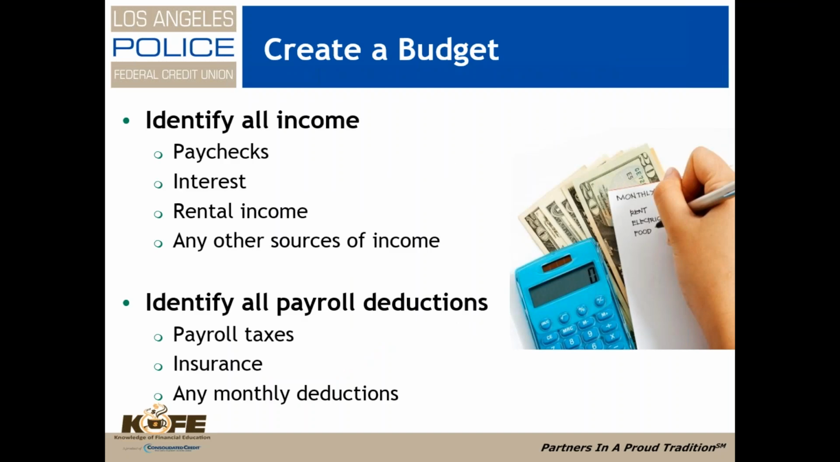The first thing you want to look at when you're talking about creating a budget is identifying all of your take-home pay. So this is the net shown on your paycheck for those of you that are working. Or any supplemental income, which could be interest, rental income, retirement, investments, if you have a side job, anything like that would be additional supplemental income.